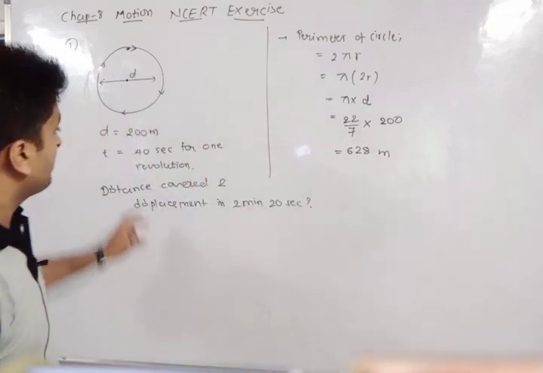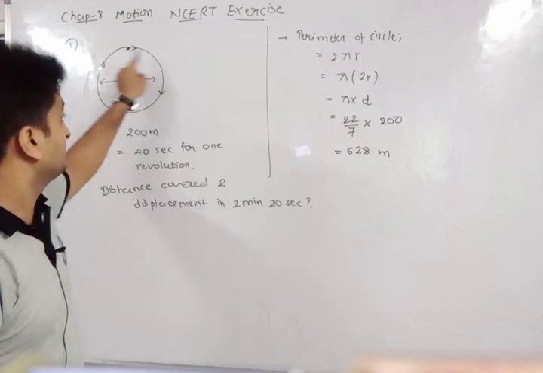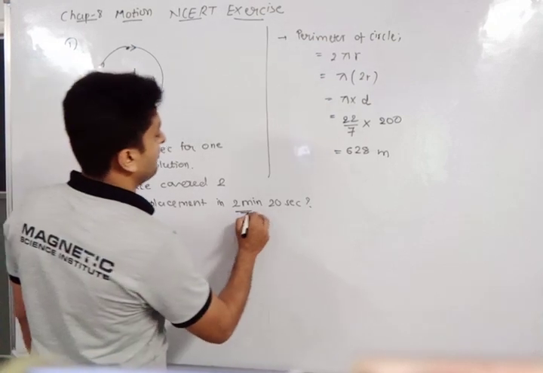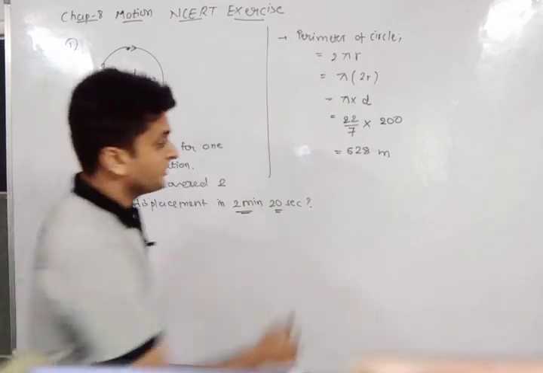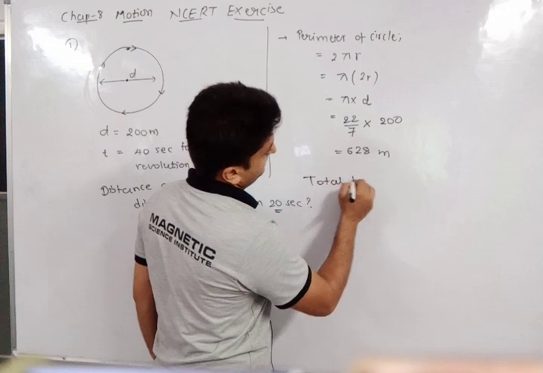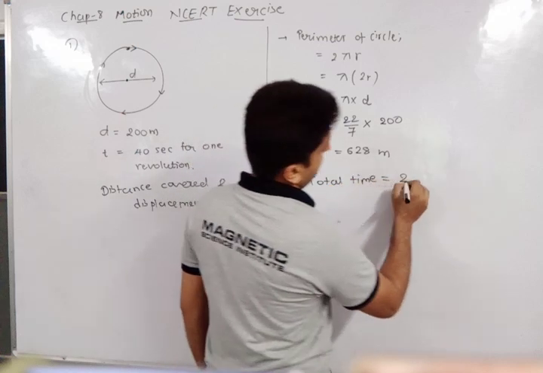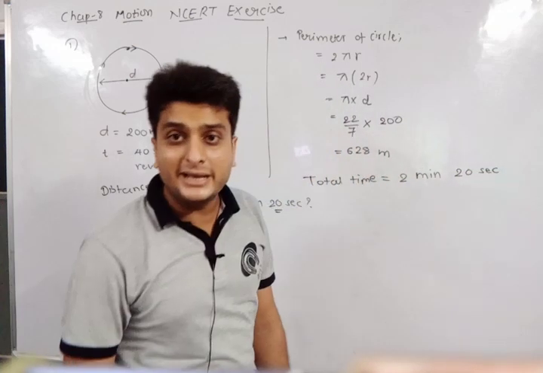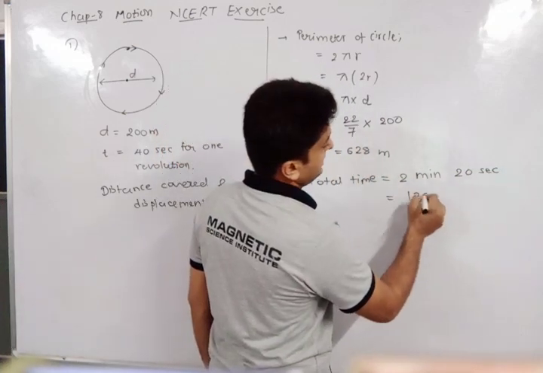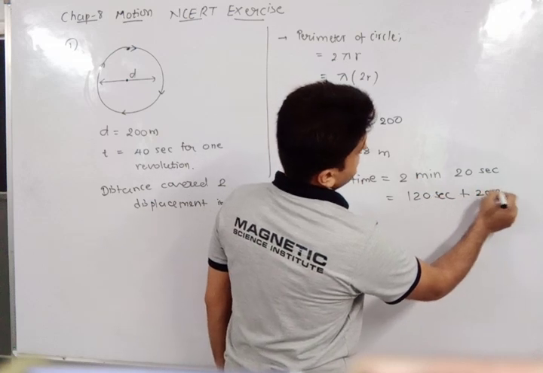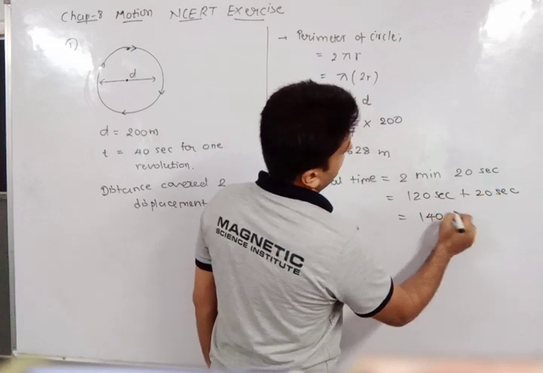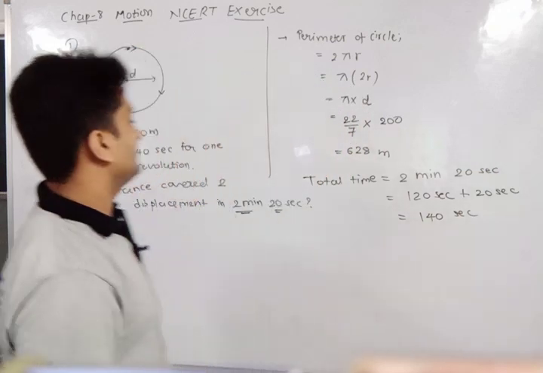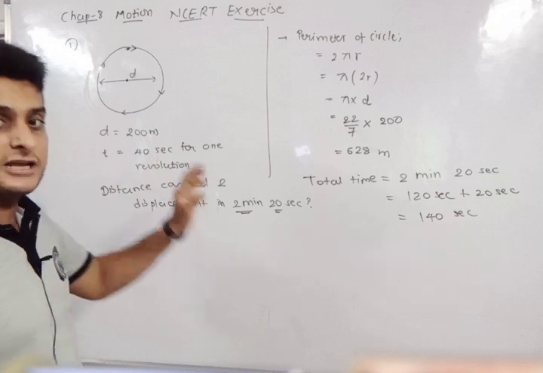Now the athlete takes 40 seconds for one complete run on the circle. Now you are given the time of 2 minutes 20 seconds. Now see what I am going to do. We have the total time of 2 minutes 20 seconds. What do you mean by 2 minutes? 2 minutes is 120 seconds plus 20 seconds. So we have the total time of 140 seconds. Now the athlete is taking 40 seconds for one revolution.